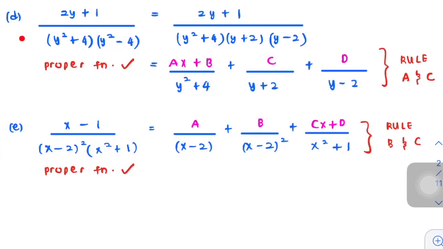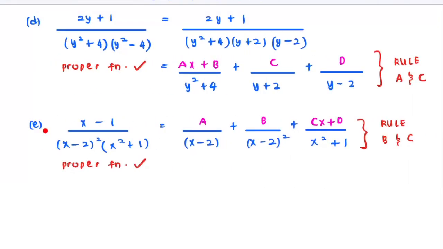Now let's see question D. y squared plus 4, multiplied with y squared minus 4. y squared plus 4 cannot be further factorized, so this is an irreducible quadratic. However, y squared minus 4 you can further factorize. So this is y plus 2 and then y minus 2. So let's open up: this is the irreducible quadratic y squared plus 4, this is a linear y plus 2, and another linear y minus 2. For the first term, this is Ax plus B. For the second and third terms, this is just a single constant, C, D.